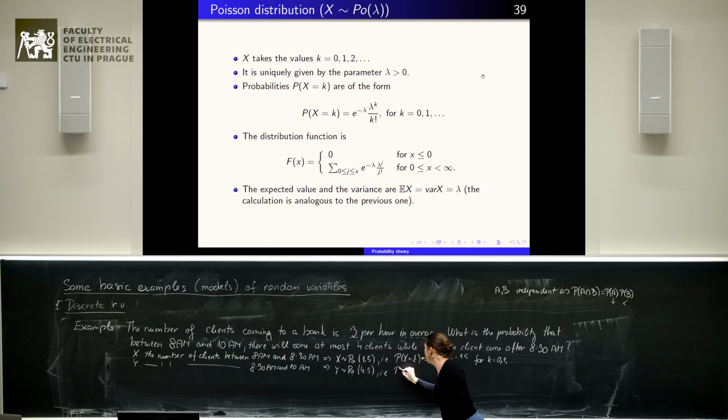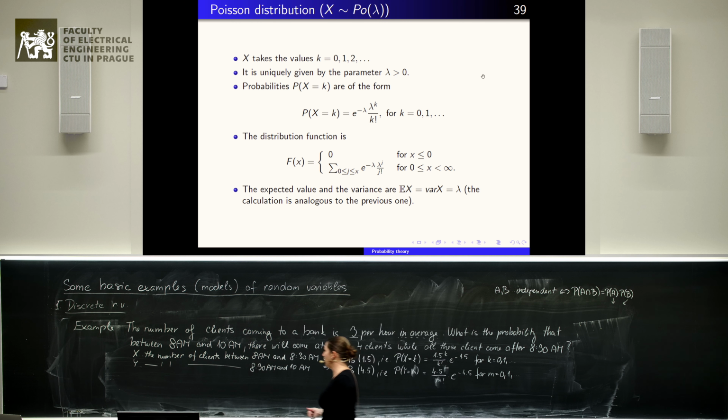The probability that Y is equal to m is 4.5 powered by m over m factorial times e powered by minus 4.5, for m equal to 0, 1, and so on.